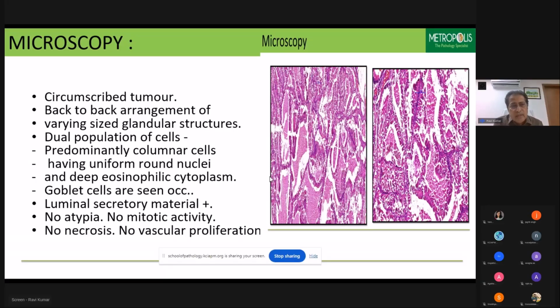It's a dual population, predominantly columnar cells having uniform round nuclei, as you said, perfectly fine. Very deep eosinophilic cytoplasm was there in most of the cells, which is very important. Occasional goblet cells, which you also described, and then, of course, luminal secretions. Again, negative points: no atypia, no mitotic activity, no necrosis, no vascular proliferation.